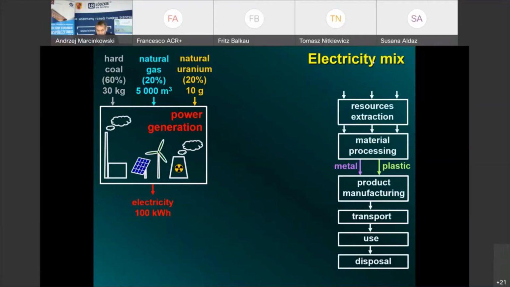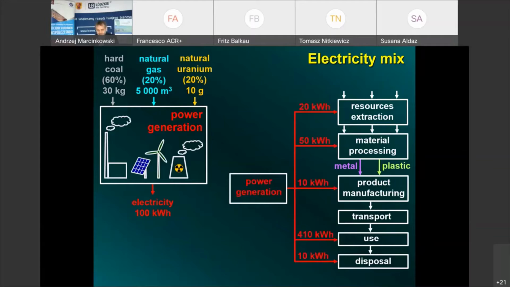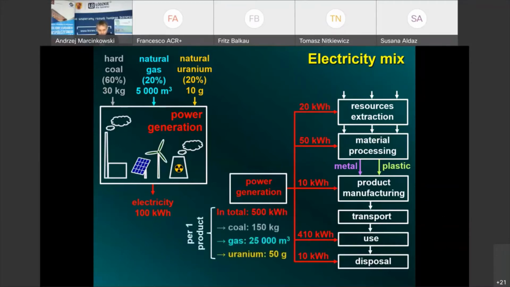Having the example product with a simplified network like this, we can add electricity consumption from subsequent stages and sum them up. So we've got the information that in total for the entire life cycle we need, for instance, 500 kilowatt hours. And thanks to this, the information from life cycle inventory database is also used. So we know what are the respective amounts of coal, natural gas, and uranium. Let's move on.